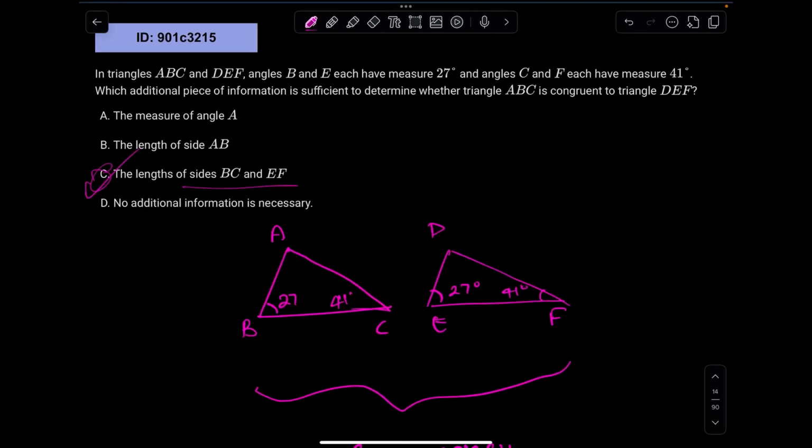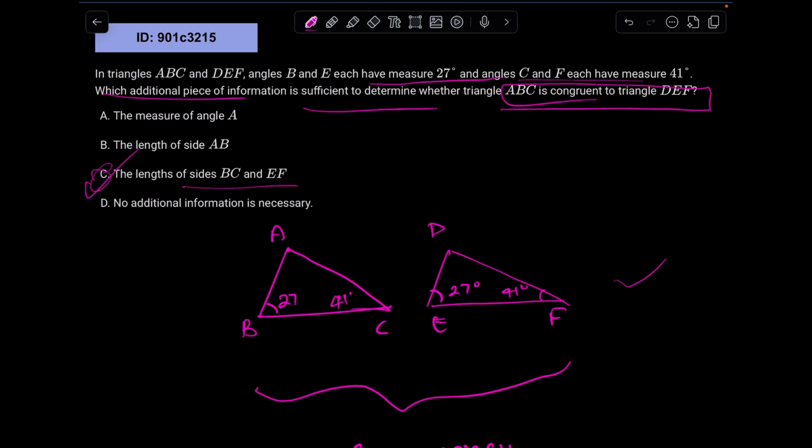Next question, okay, this is a theoretical question. So in triangles ABC and DEF, the angles B and E each measure 27, and C and F each measure 41. So, okay, these are your triangles, and we need to determine which additional piece of information is sufficient to prove that triangle ABC is congruent to triangle DEF. Basically, congruency means that these two triangles are absolutely equal to each other. There's absolutely no difference. They have the same length of sides, same angles, same properties. These are basically clones of each other.